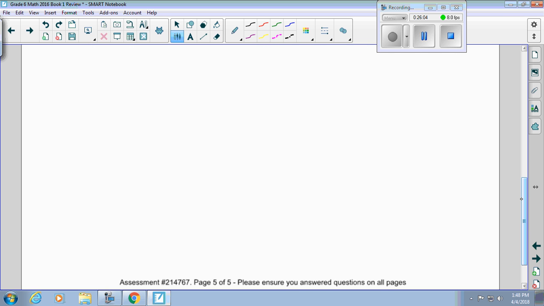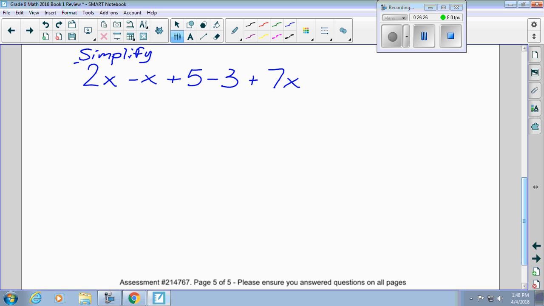So under number 12, let's do maybe something about combining like terms again. Some kids were struggling with that yesterday. So 2x minus x plus 5 minus 3 plus 7x, right? When you have an expression like this, you'll often be told to simplify. That means write it in as few terms as possible. So we need to look for things that are all the same. I notice that some of these have x's attached. I can only combine things that have the same set of variables.